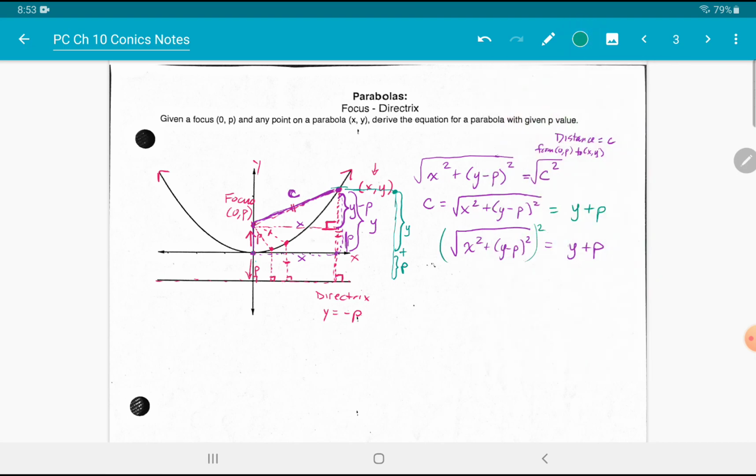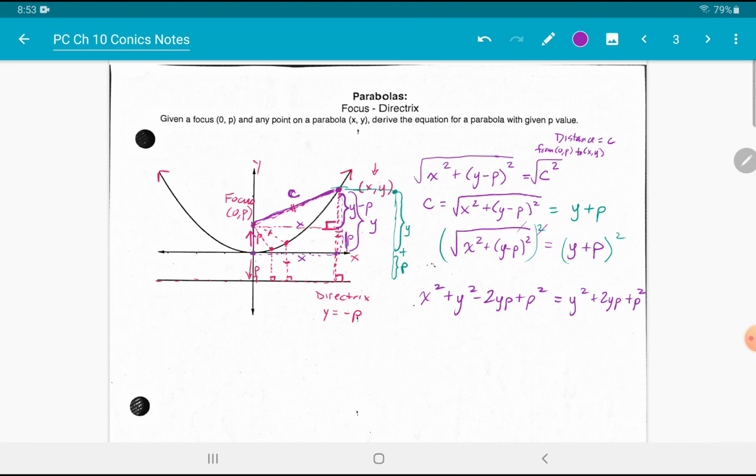So if we square both sides, we end up getting, on the left side, the square root and square cancel out. And so now what we're left with is x squared. And while I'm at it, I'm actually just going to go ahead and simplify that y minus p squared as well. So that becomes plus y squared minus 2yp plus p squared is equal to y plus p squared. Again, we can multiply that through. That becomes y squared plus 2yp plus p squared.